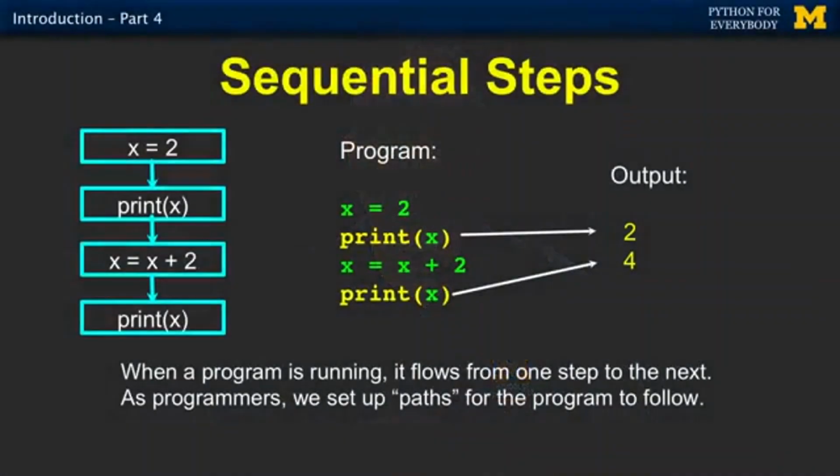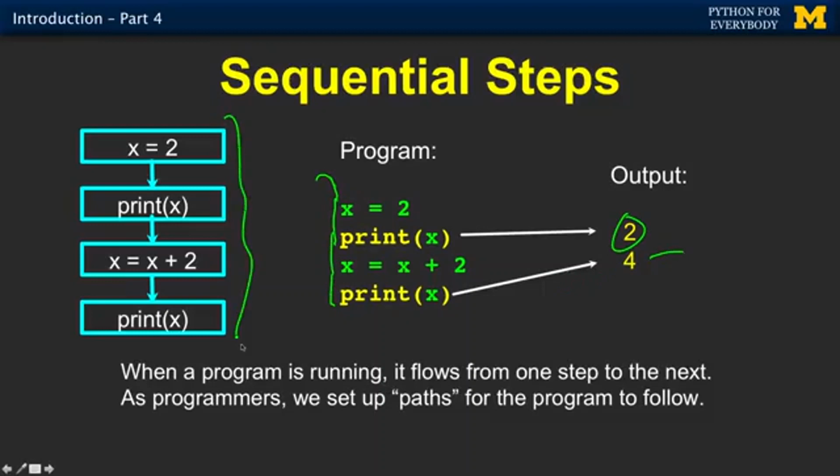So this is an example of a 4-line Python program that has 4 basic steps. As if you type these 4 lines into a file and then told Python to execute them. Python will stick 2 in the variable x, then it'll print that out. Our output will be this. It'll add 2 to it, and then print it out again, and it'll be 4.